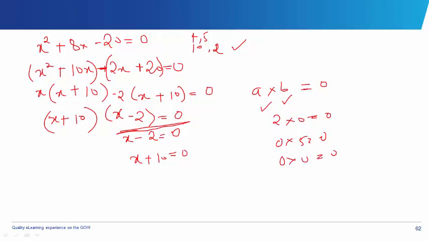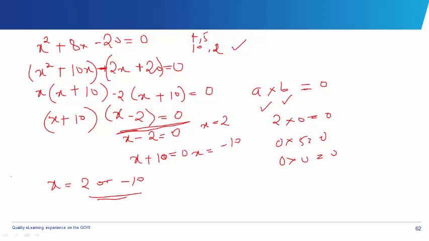So since we have these two multiplying and giving us 0, it means that x minus 2 equals 0, or x plus 10 equals 0. If it's the first case, it means that x equals 2. If it's the second case, it means that x equals minus 10. So for this equation, we'll have that x equals 2 or minus 10. Quadratic equations most times have two answers.